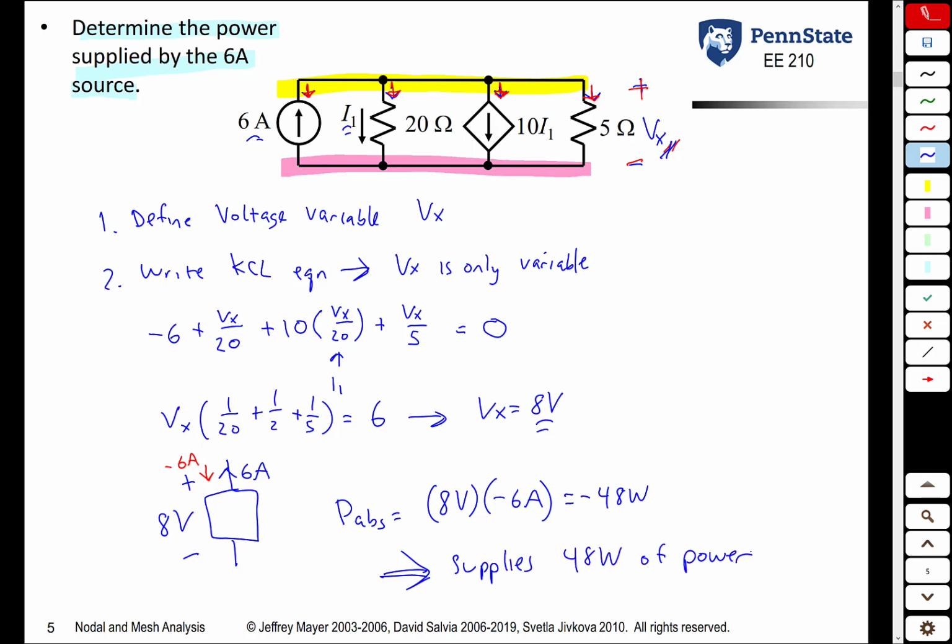We were not asked to find any other power or current, but if we were, it would be very easy to solve. For example, if we were asked to find the power absorbed by the 20 ohm resistor, that's just V squared over R. So 8 squared is 64 divided by 20 ohms, and you get that power. If you had to find a current, you could use Ohm's law. The current through the 5 ohm resistor is what? 8 volts divided by 5 ohms. So once you solve for this variable here, anything else you're asked to find in the circuit is trivial.